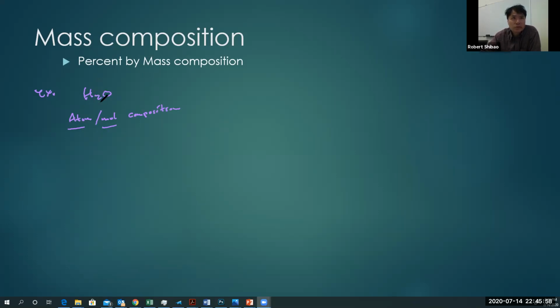And this makes sense to us. Atom or mole composition. Well, there are 3 atoms total. So 2 out of the 3 are hydrogen. It's 2/3 hydrogen, 1/3 oxygen by atom or mole. In other words, it's going to be 66.7% hydrogen, and it's going to be 33.3% oxygen. That's what we're going to get. So 1/3 oxygen, 2/3 hydrogen.